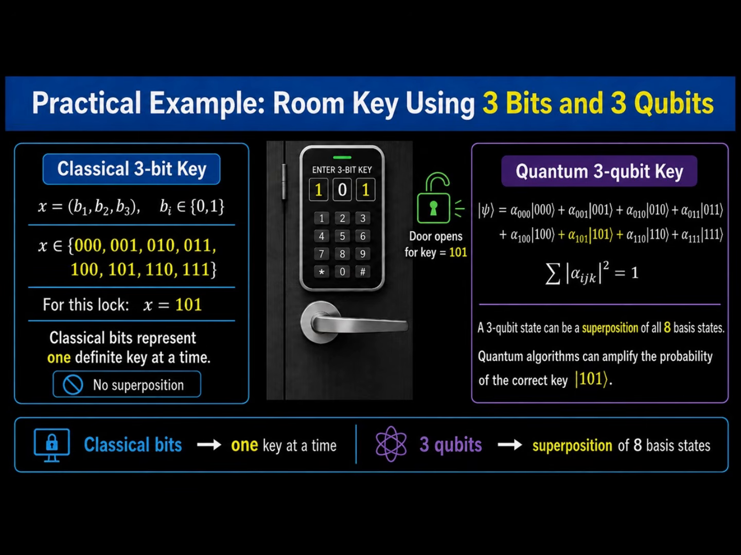A quantum computer works with many possible states together, while a classical computer works with only one state at a time. So, in simple words, classical bits: one state at a time. Quantum qubits: superposition of many states. That is why quantum computing is powerful.